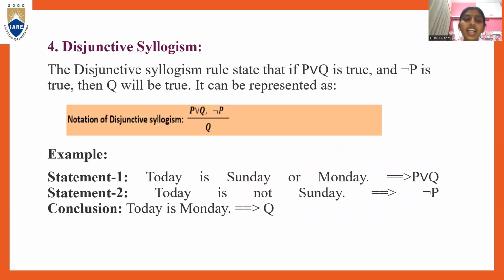So next one is disjunctive syllogism. The disjunctive syllogism rule states that if P or Q is true and negation P is true, then Q will automatically be true. So here in the notation, you can write P or Q, comma negation P, therefore Q.